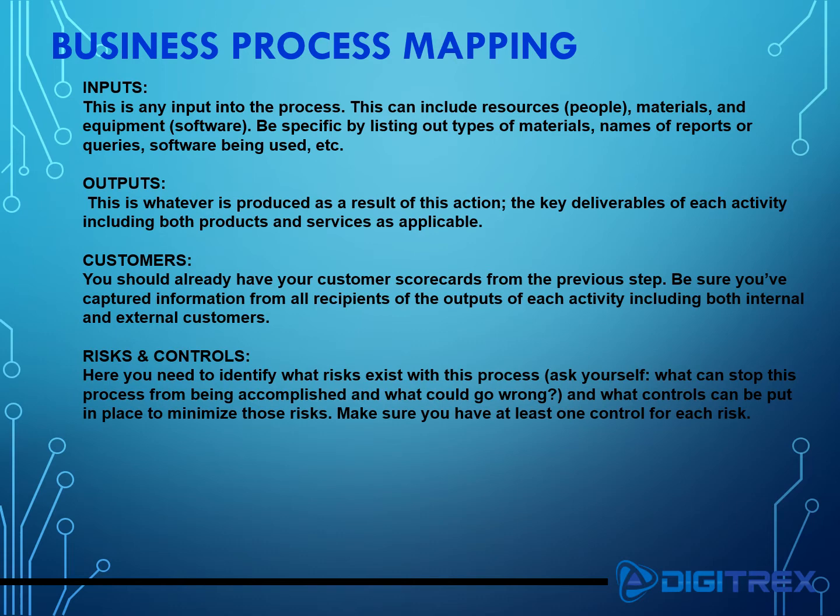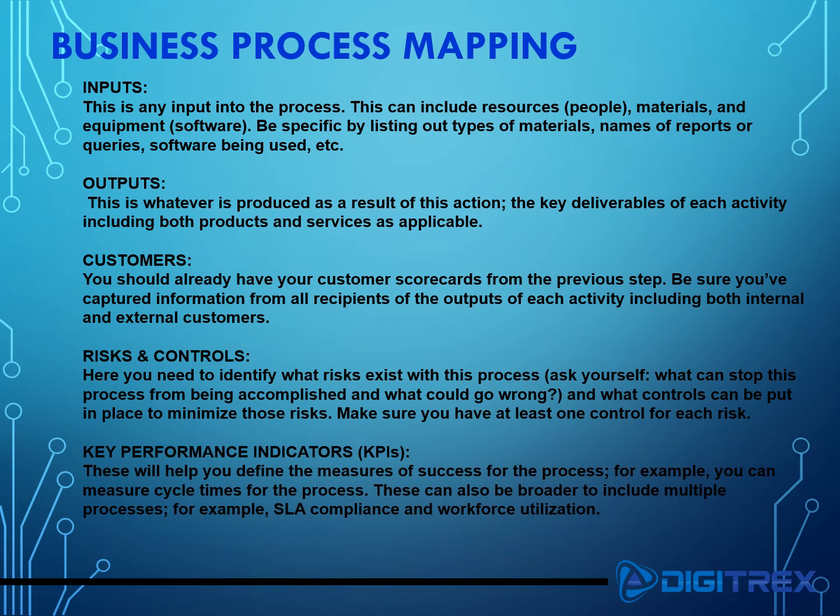Risks and controls. Here, you need to identify what risk exists with this process. Ask yourself, what can stop this process from being accomplished? And what could go wrong? And what controls can be put in place to minimize those risks? Make sure you have at least one control for each risk.